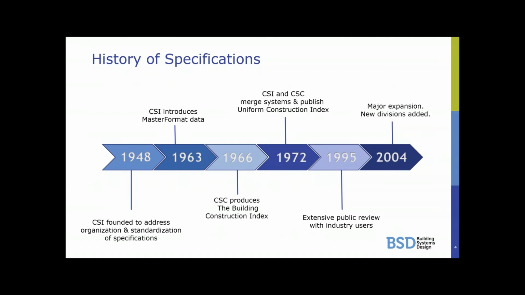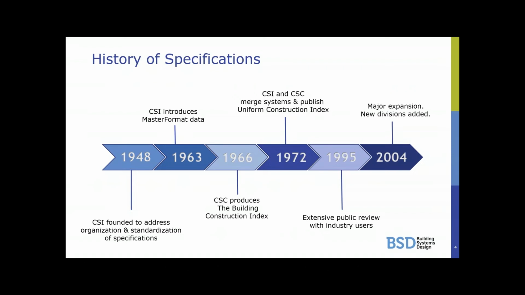This was organized into 16 major divisions of work, everything from site work to mechanical and electrical engineering, interior finishes, and so on. It was a broad range that covered, at that time, all aspects of construction for buildings. In November 2004, MasterFormat expanded from 16 divisions to 50 divisions.